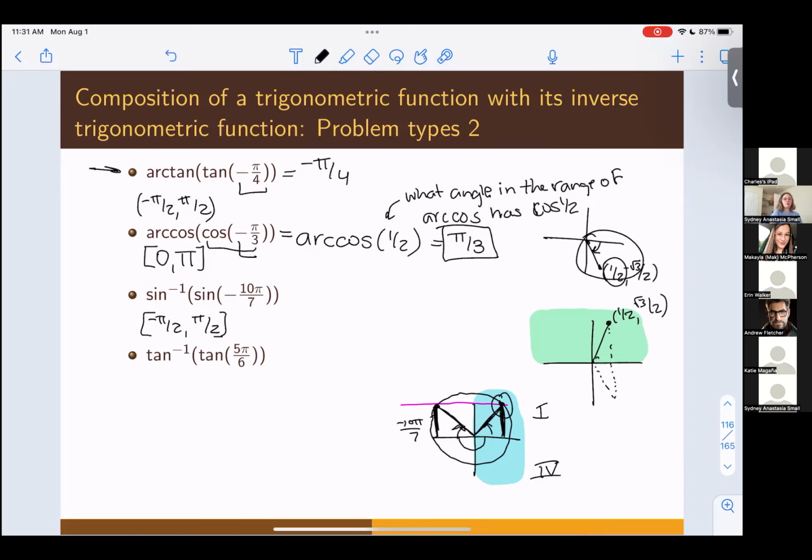Okay. Now that we've identified what we want, the tricky part is, how do we find this angle? What is it? Well, this isn't always going to be the case, but let's think about it geometrically. We knew that going halfway around like this was 7 pi over 7, and then we went 3 pi over 7 more to get to negative 10 pi over 7. 3 pi over 7 was the reference angle. So we know that our answer right here is this angle.